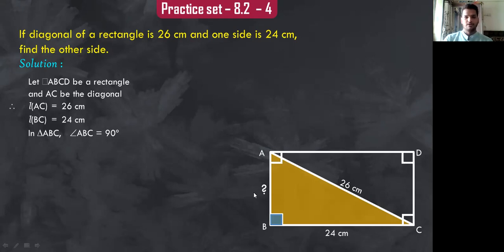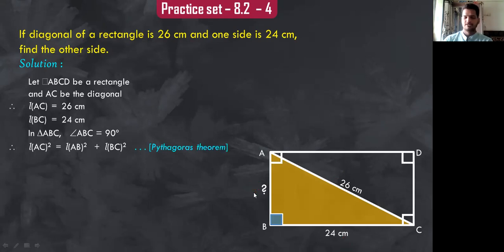Correct. So in our triangle ABC, AC is the hypotenuse. AB and BC are side 1 and side 2, right? So let us write the Pythagoras theorem for triangle ABC. AC is the hypotenuse. So length of AC square equals length of AB square plus length of BC square. We have got this statement from the Pythagoras theorem.